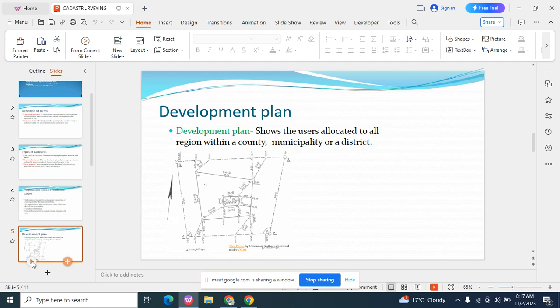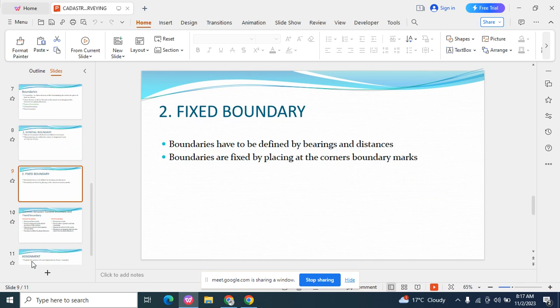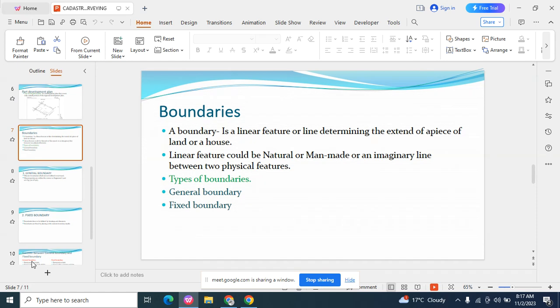It is the part development plan. Part development plan is the development plan that covers only a small portion of a region development plan. It's just like your areas, I can use an example of a school or the area where you live. That's a part development plan. It is not a township or a municipality.